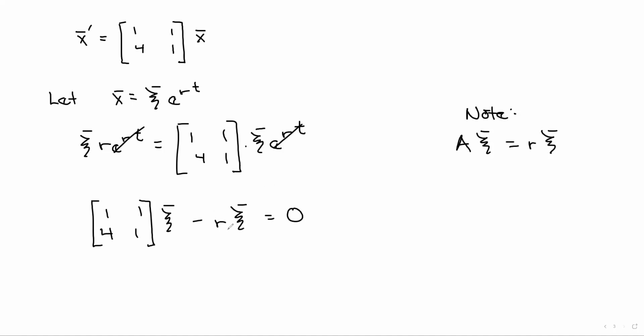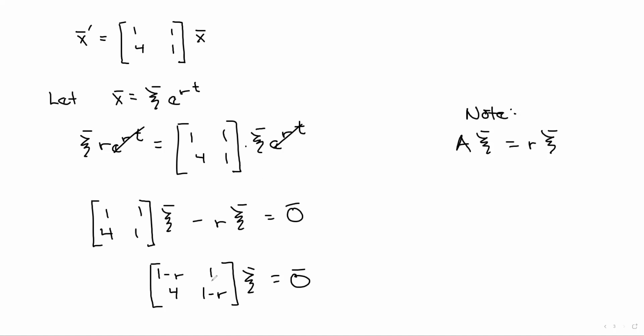All right, and then if you multiply r by the identity matrix, you can then go through and combine it with the A in the following way. So you end up with [1 minus r, 1; 4, 1 minus r] times xi equals the 0 vector. Okay.